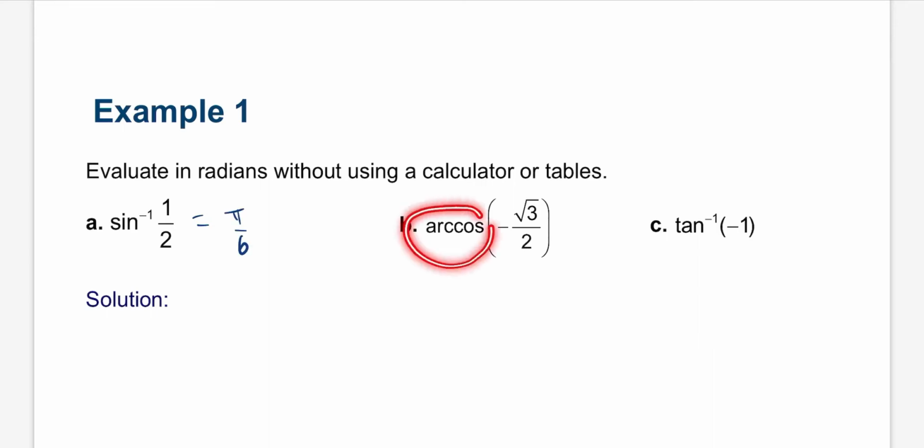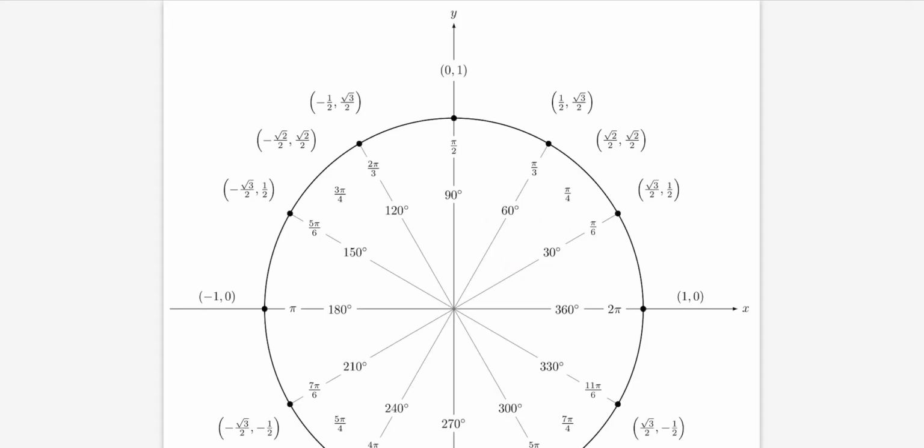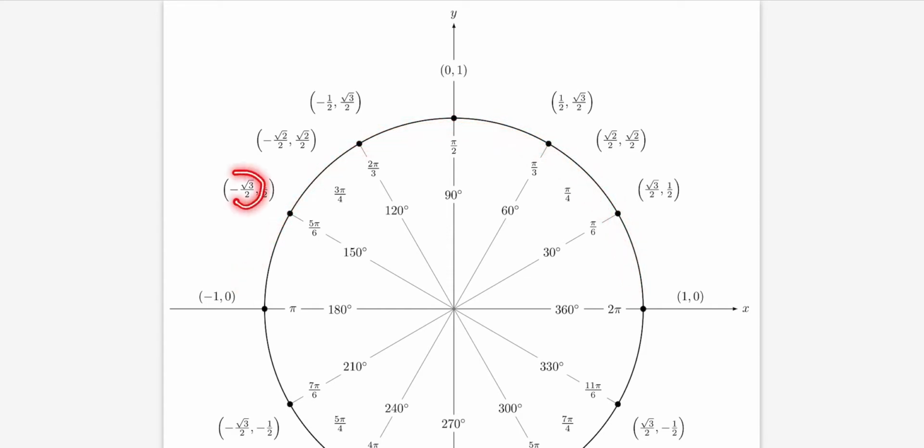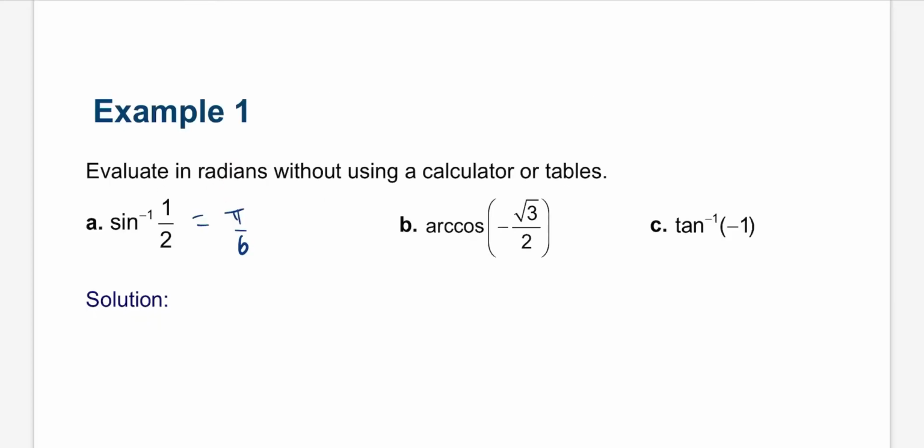All right, we're looking for the arc cosine, which is another way to say cosine inverse. That's the same, just different notation for the same problem. So we're looking for the x-coordinate of negative radical 3 over 2. Inverse cosine is defined on these two quadrants, so that would be this one, x-coordinate of negative radical 3 over 2, which is 5/6 pi.